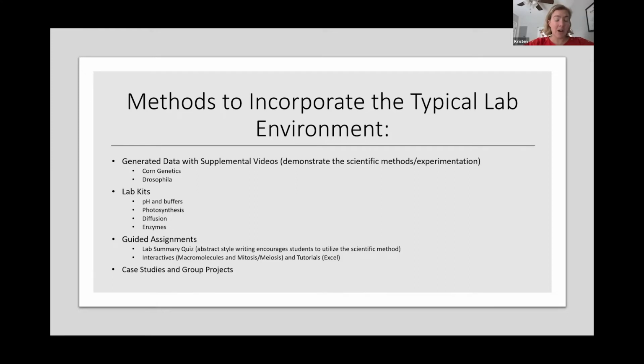The second strategy that I've developed is lab kits. So right now we use 2 of these 4 lab kits in the Biology 101 labs at the University of South Carolina. The pH and buffers and the photosynthesis have been highly successful, and we're piloting the diffusion osmosis lab this semester, and then hopefully the enzyme lab kit in the spring 2022.